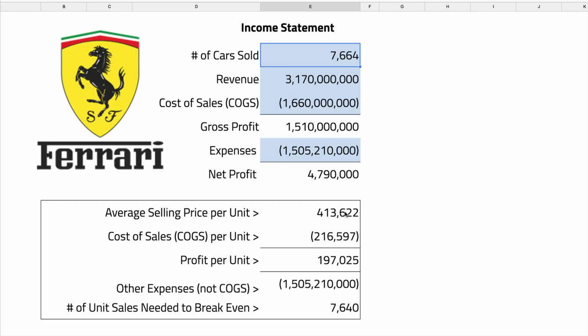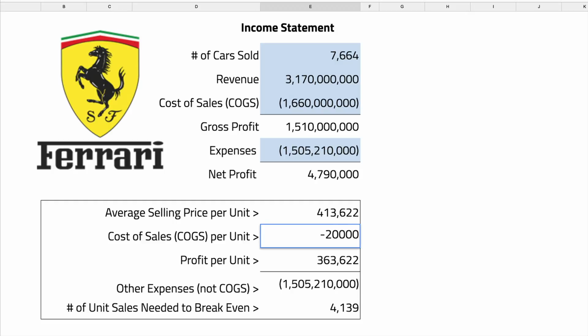So for those 7,600 cars, their break-even is about what they sold. Now their average sale price per unit is $400,000. Their cost of sales is about $200,000, leaving them about $200,000 in profit per car. So if they have to cover their expenses of $1.5 billion, they need to sell 7,600 cars. Now if you play with this, like what if each car cost them $400,000? Then they'd have to sell 110,000 cars. So that's obviously a lot of cars. Versus if it was only $100,000 per car, they could sell a lot fewer cars, less than 5,000. Or $50,000 per car, they would only need to sell 4,000.